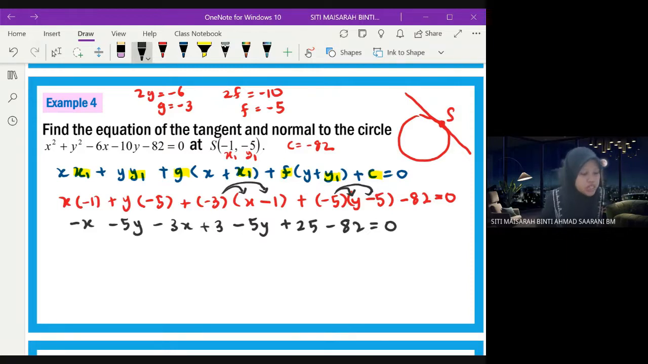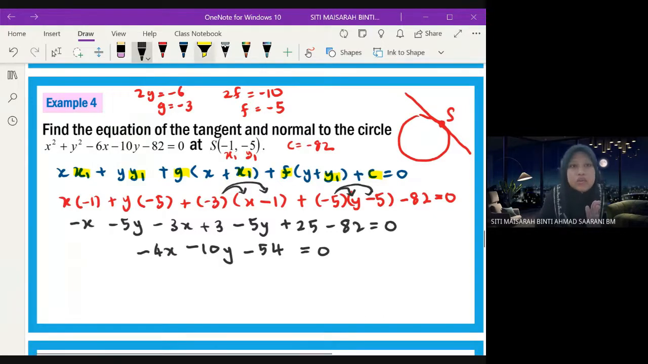Okay, so then we simplify, until we get negative 4X minus 10Y minus 54 is equal to 0. This is our equation of tangent. Kalau ikutkan ini dah consider sebagai equation of tangent.